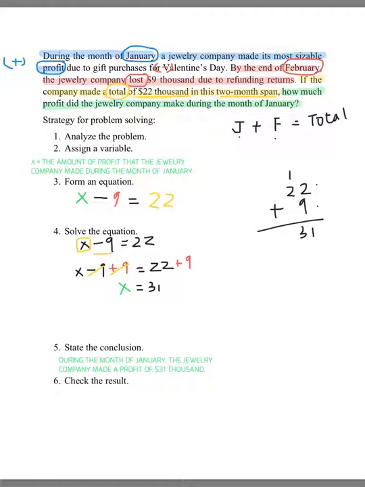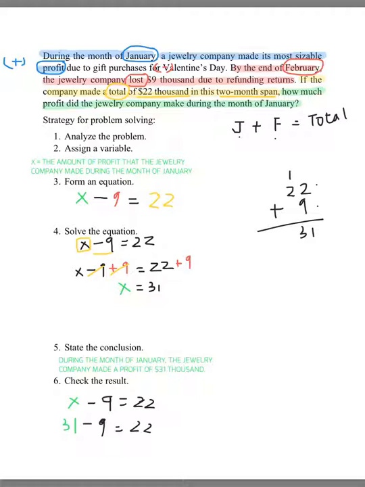So now let us go ahead and check the result. Again, when checking the result, you want to start off with the original equation. So we're going to have x minus 9 is equal to 22. But we already know the value of x. We know that to be equal to 31. So we'll go ahead and substitute that in. So we'll have 31 minus 9 is equal to 22.